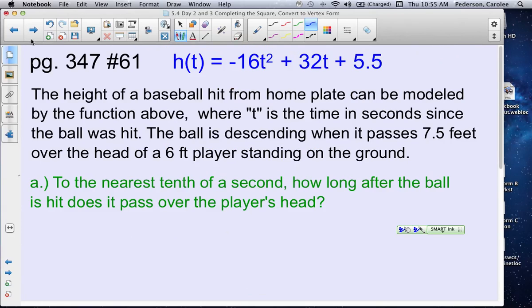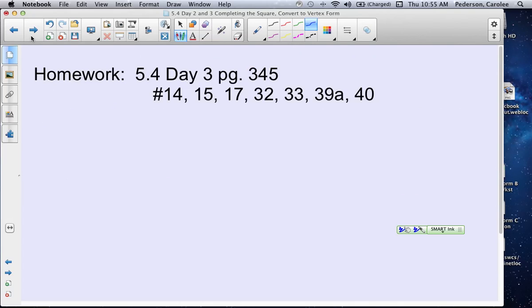The next problem we're going to save for tomorrow in class. It's a word problem on page 347, number 61. If you'd like to look through it, you can. We'll cover it tomorrow in class. Here is your homework for what we're going to do in class. Up through these problems is what I covered in this lesson. So if you wanted to work ahead, you could. These couple over here are the word problems. I'd probably save those ones. This is about an 8-minute video.